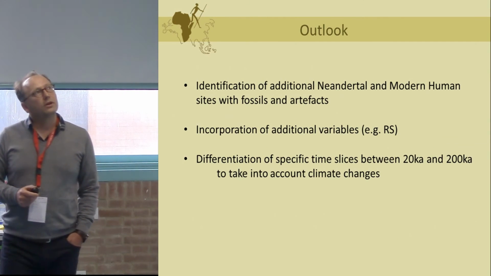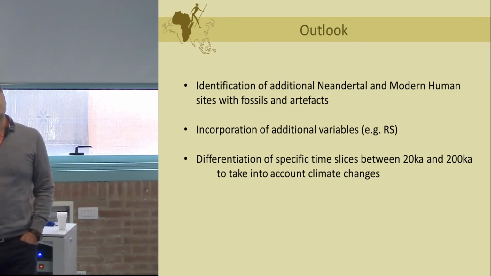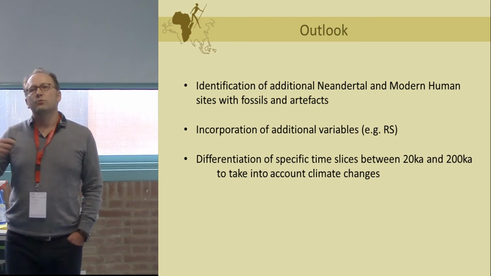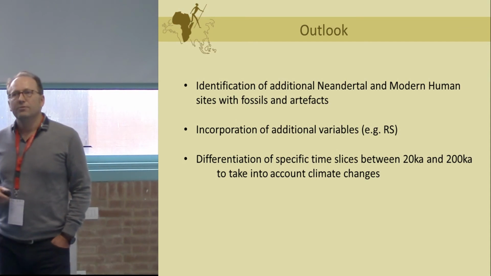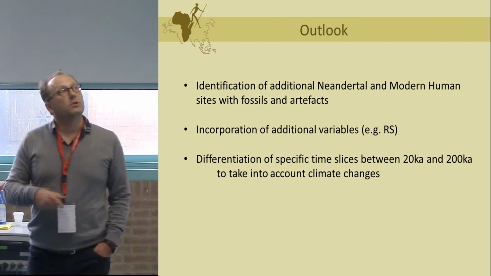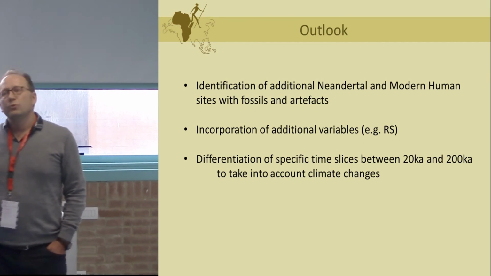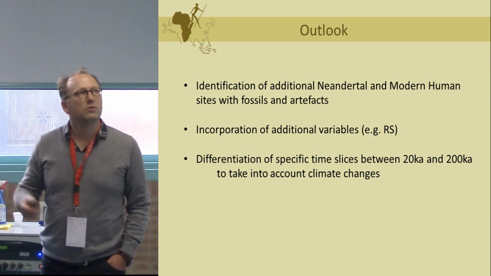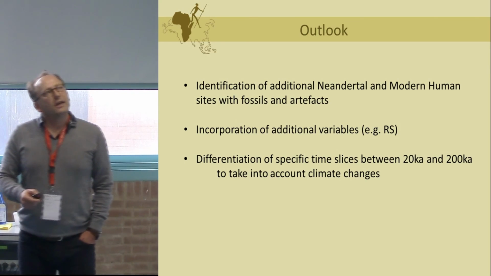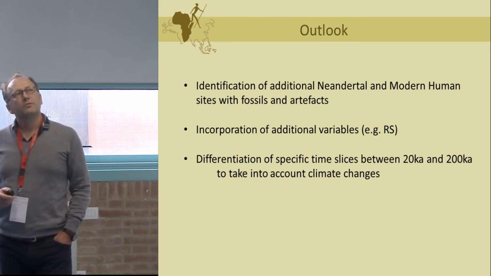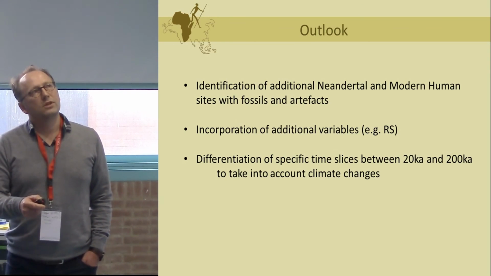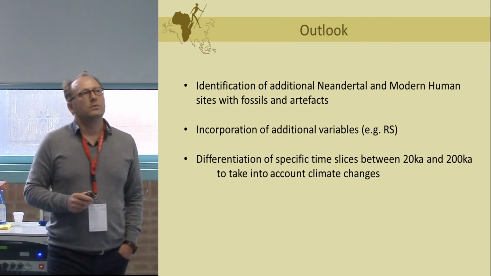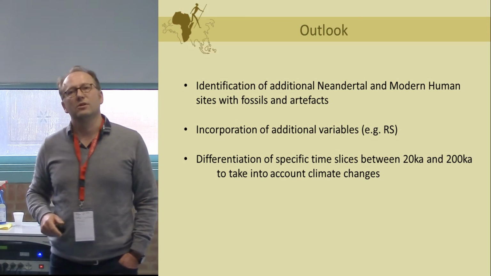So coming to the outlook, we have to identify additional Neanderthal and modern human sites with fossils and also with artifacts in order to increase the significance of the model. So the more data we have, the better the models can be, or the better the statistics can be. We have to incorporate additional variables, for example, derived from remote sensing, also describing the environment in terms of the surface properties. And what we would also like to do is differentiation in specific time slices between 200,000 and 20,000 BP to take into account the different climatic phases that we have within that time slice.